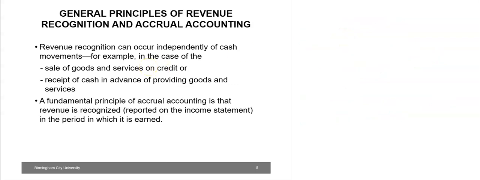A fundamental principle of accrual accounting is that revenue is recognized and reported in the income statement when it is earned. So the company's financial records reflect revenue from the sale when the risk and reward of ownership is transferred. This is often when the company delivers the goods or services. Hence, revenue recognition can occur independently of cash movements. If the sale of goods or service was on credit, revenue is recognized and a related asset such as trade or account receivable is created.